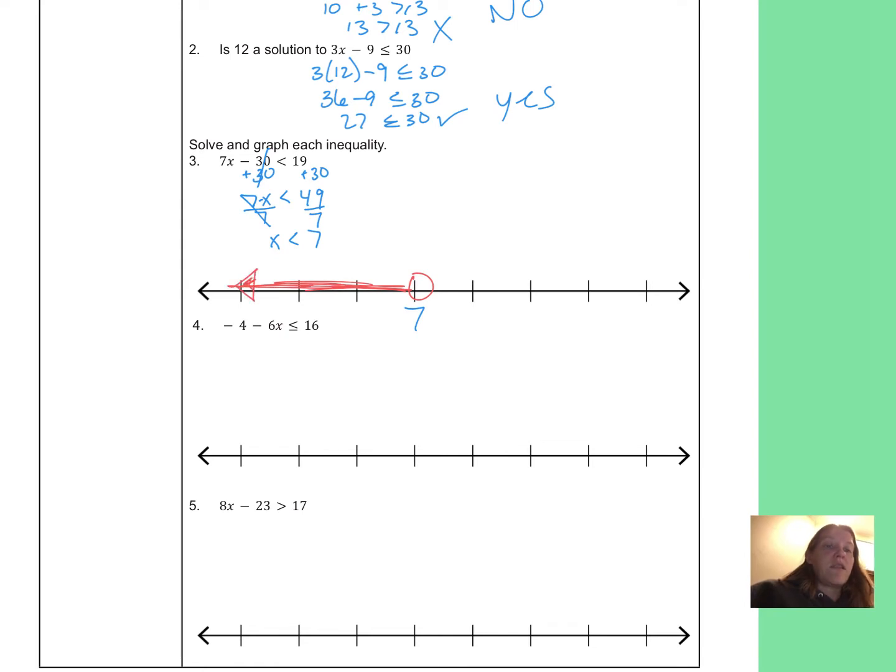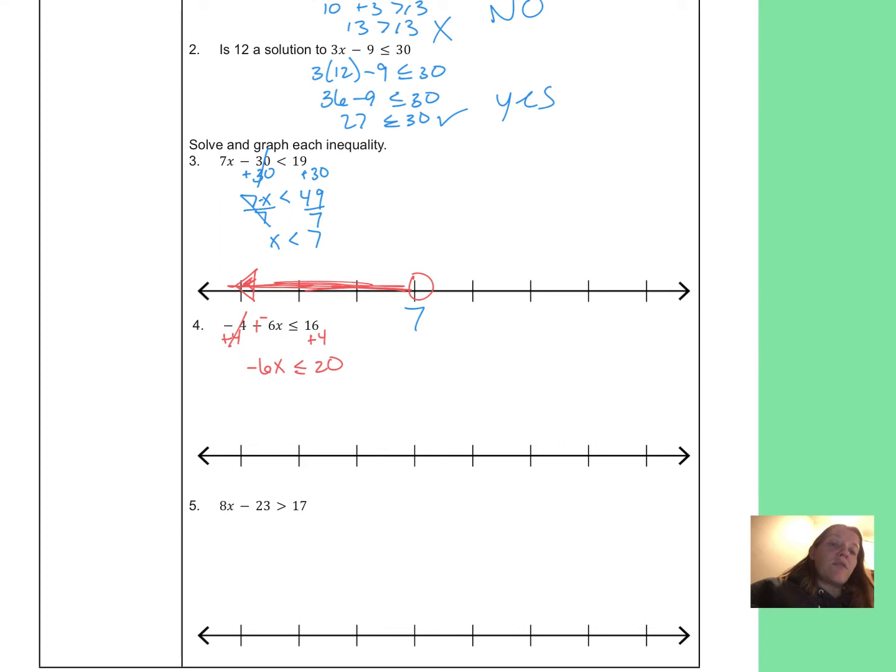Number 4, it might help this minus 6 if I change to adding the opposite, so I can see that I've got a negative 6 there. But before I can deal with this negative 6x, I have to first get rid of this constant, this negative 4. To make this 0, the opposite of minus 4 is plus 4. So yes, there is a plus sign here now, but I'm trying to make these 0. Negative 4 plus 4, that's 0. And add 4 on the other side also to keep that balance. So I've got a negative 6x left on that side still, less than or equal to 20.